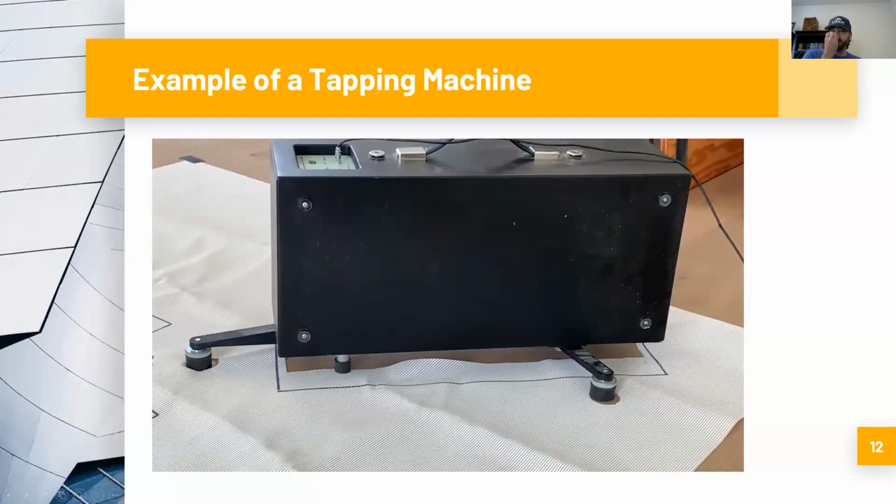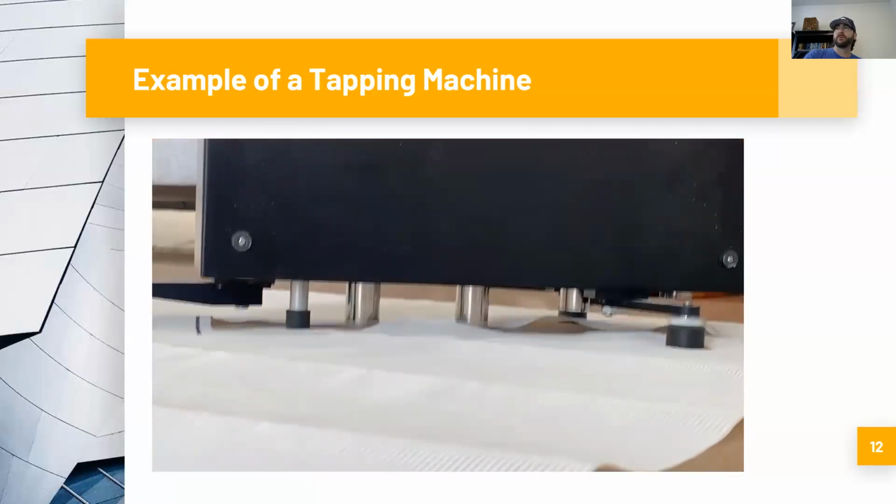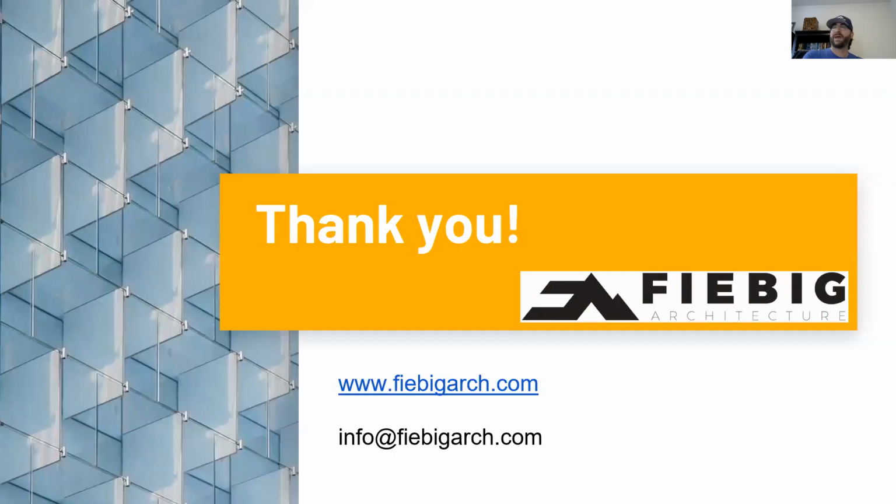So there you have it. I mean, it's a very interesting machine, but it's also very simple. I mean, all it's really doing is just shooting hammers into the floor to tap it at a controlled rate and controlled force. And then you measure that sound as it comes through on the other side. So with that being said, that concludes this lesson on acoustic performance.